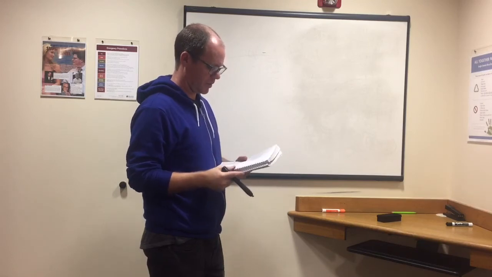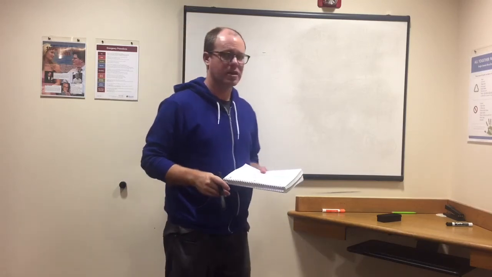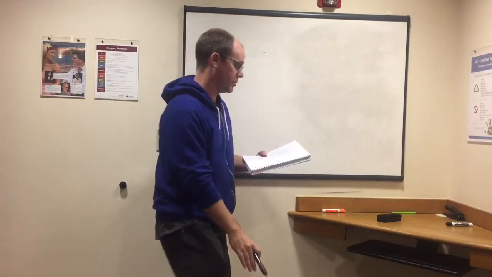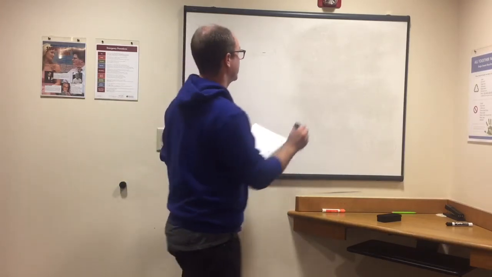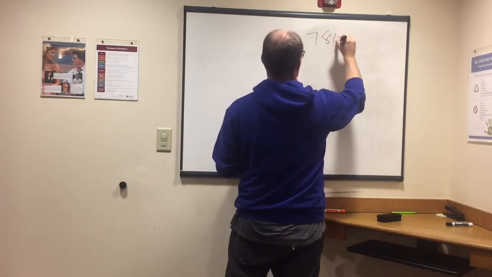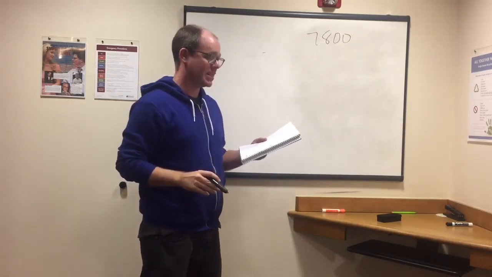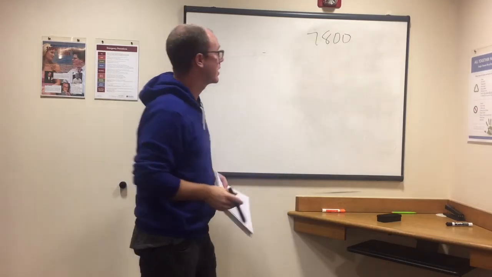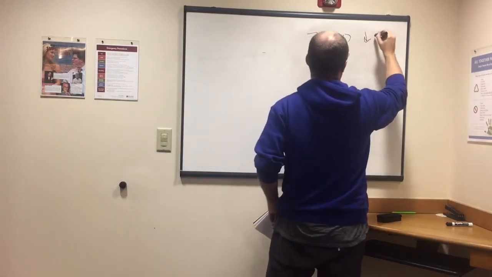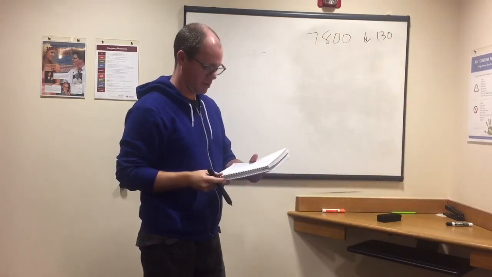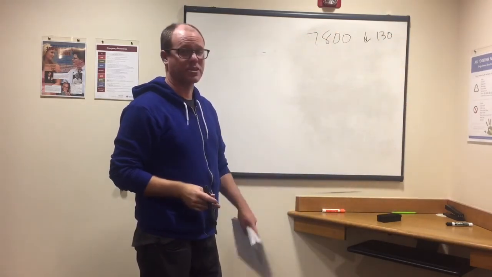Okay, so now we got an airplane question. Okay, so this airplane is descending, going down. So an airplane is 7,800 feet above the ground. So we start off at 7,800 feet above the ground. It is descending 130 feet per second, right? So it is going down at 130 feet per second. How long until it hits the ground?